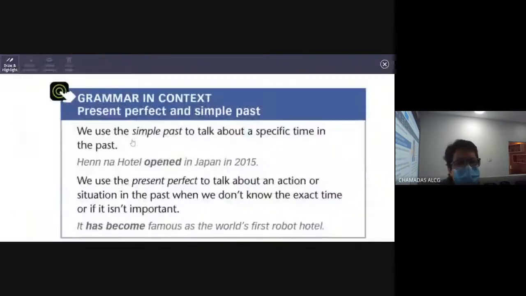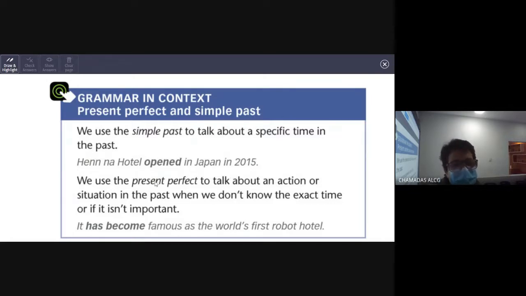So here, just for us to see the summary, we use the simple past to talk about a specific time in the past. So can you read the example, please? Mateus: Hena Hotel opened in 2015. Yeah. So this is the simple past because this is something that finished in the past. It opened when? In 2015.